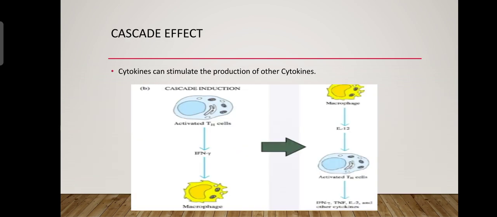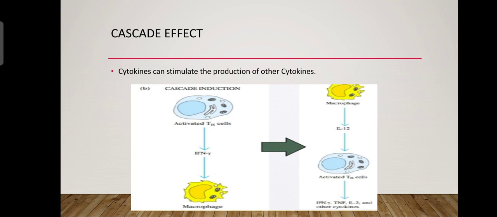Our next function is cascade effect. Cascade effect can stimulate the production of other cytokines. Cascade induction occurs when the action of one cytokine on a target cell induces that cell to produce one or more other cytokines, which in turn may induce other target cells to produce other cytokines.